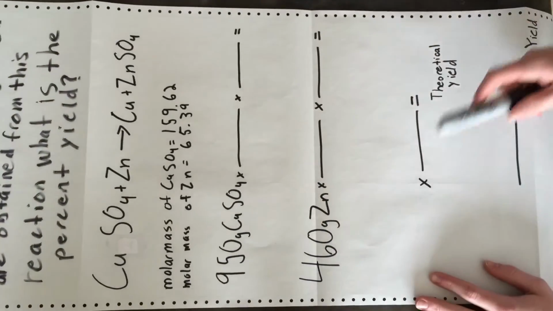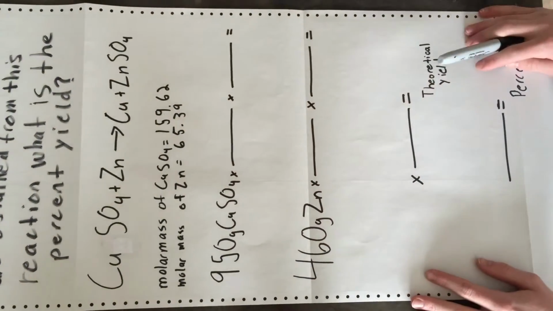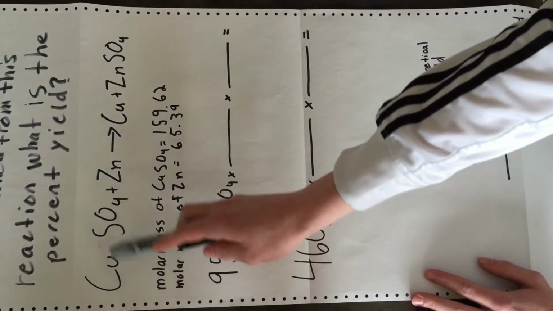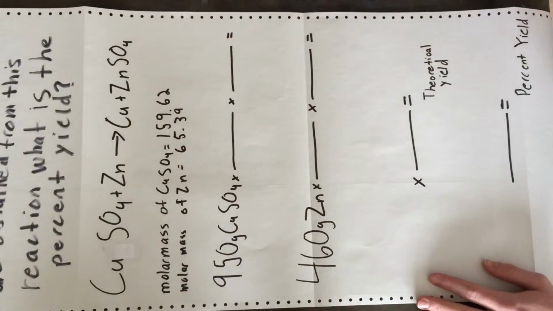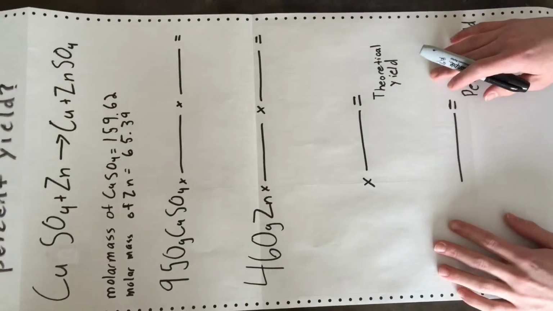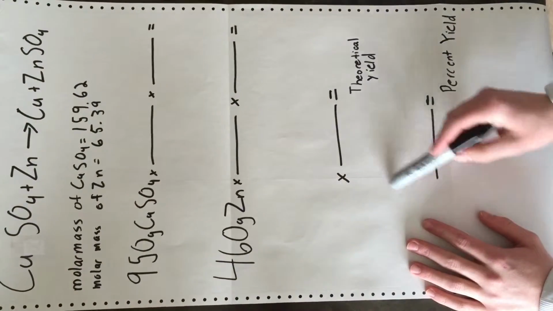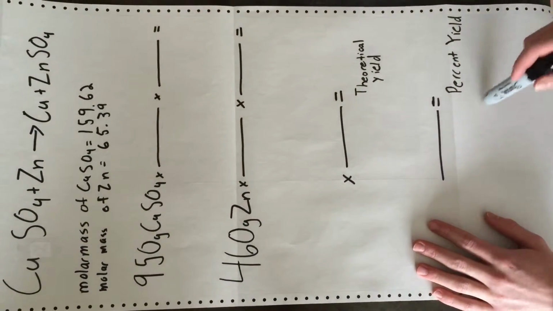So I went ahead and I wrote out the chemical equation here. And as you can see, it's all singular, so all of our molar ratios will be 1:1 today. And I went ahead and figured out the molar mass of copper sulfate and zinc.